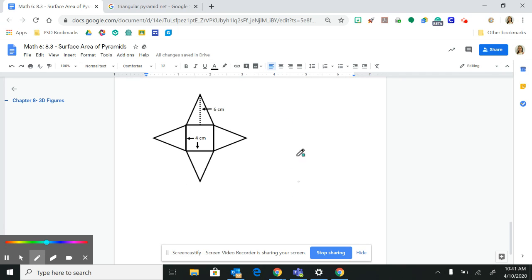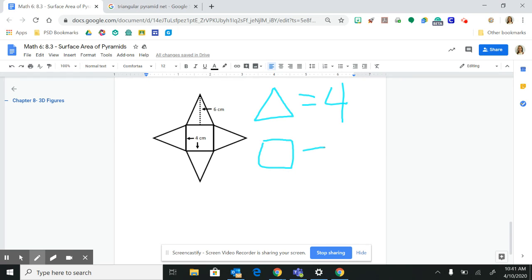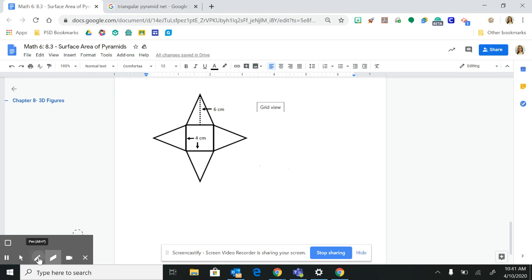All right, so now that you've paused the video and you've tried this yourself, we know we have 4 different shapes. So we have our 4 different triangles. So we have 4 triangles and we have 1 square. So we're gonna have to find the area of all of those. Okay, so we're gonna find the area first of our square.